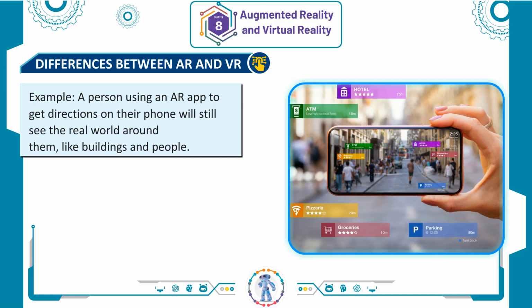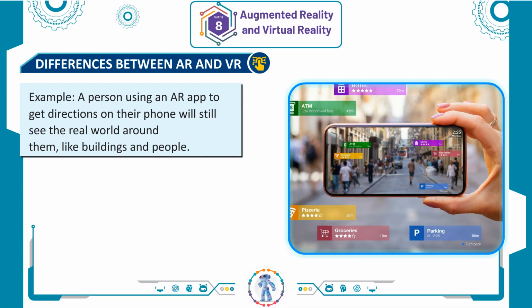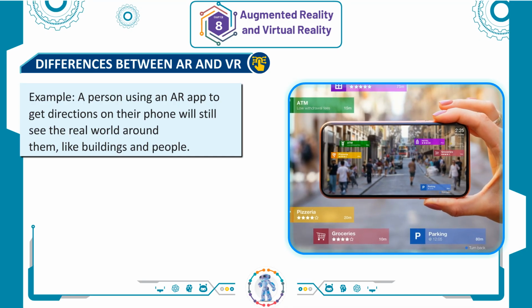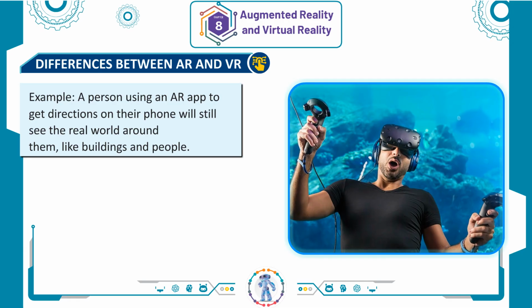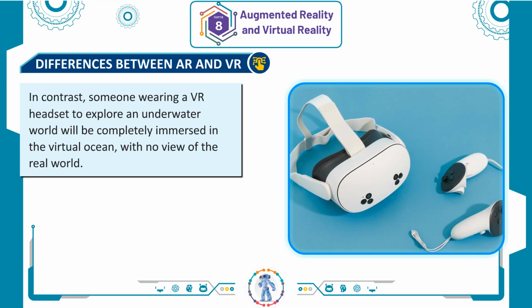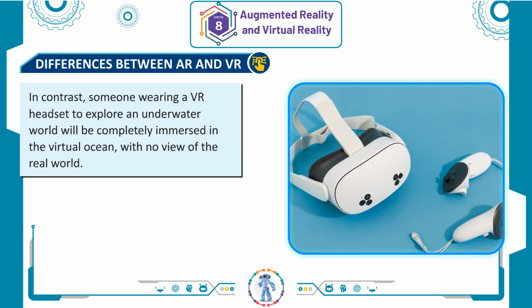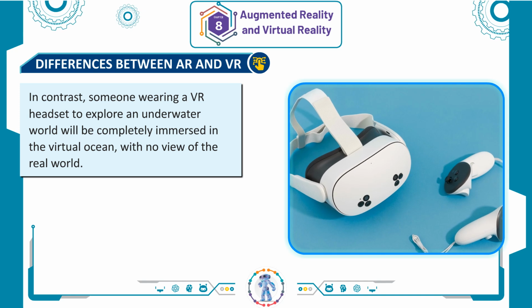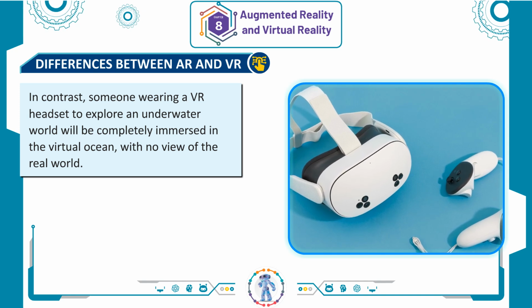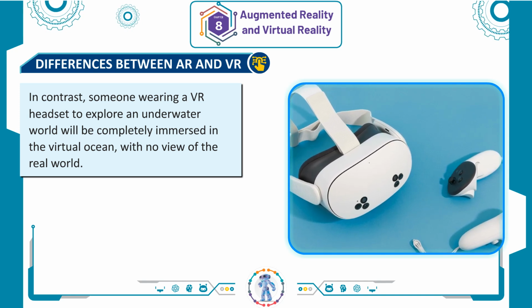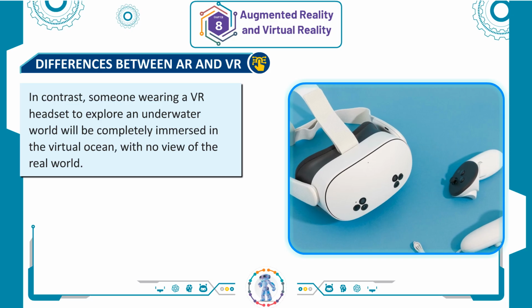Example: a person using an AR app to get directions on their phone will still see the real world around them, like buildings and people. In contrast, someone wearing a VR headset to explore an underwater world will be completely immersed in the virtual ocean with no view of the real world.